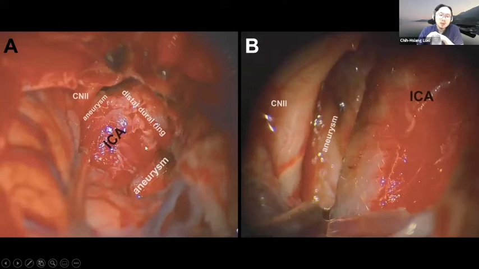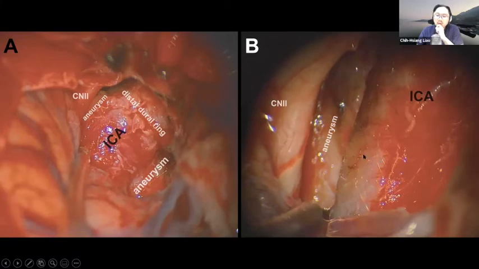And this is the operative view. The case belongs to my senior colleagues, and I did the operation for him. This is the distal dural ring. The aneurysm is a large one. ICA is here, and the optic nerve is here. On the right side, you can see the grid of the pipeline. The grid is very obvious.